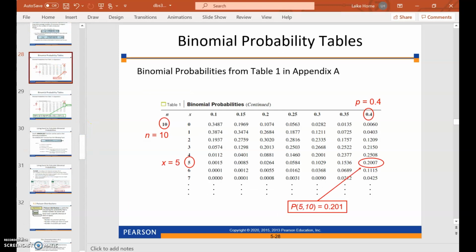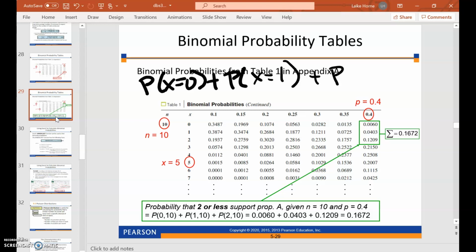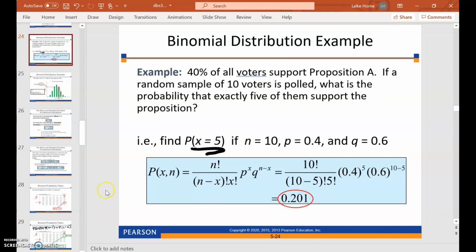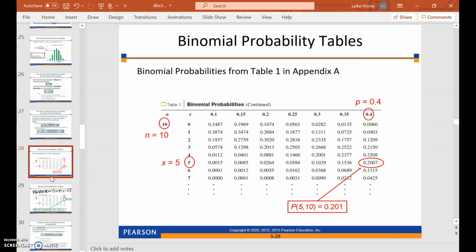the probability that 2 or less support Proposition A. Well, we would have to do the formula three times. So another option, instead of having to do the formula, is to use a table. Now, in this particular problem, there are 10 voters and 40% support. So P is 0.40, N is 10, and we want to know 2 or less.